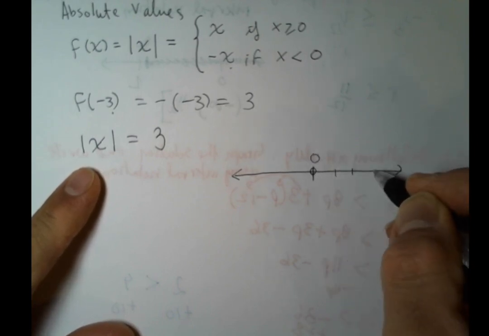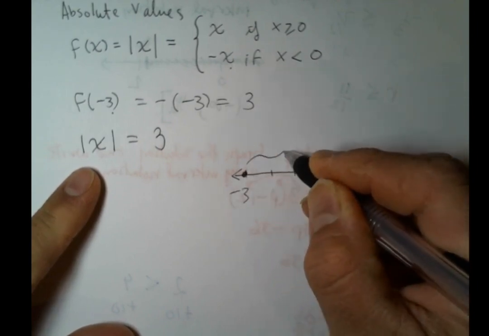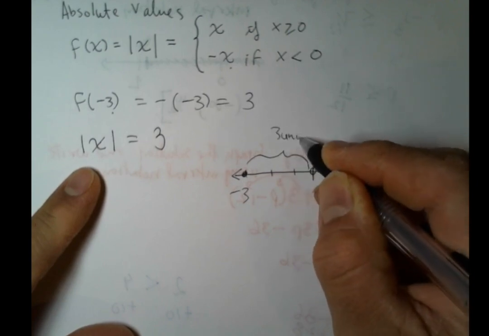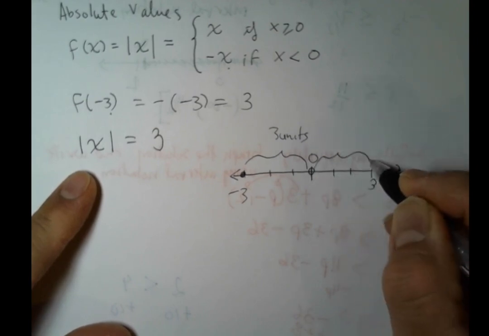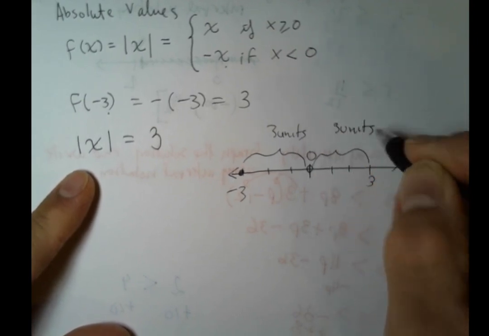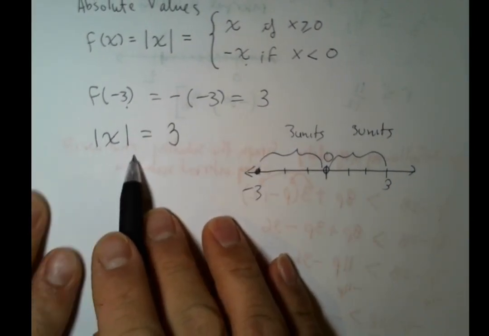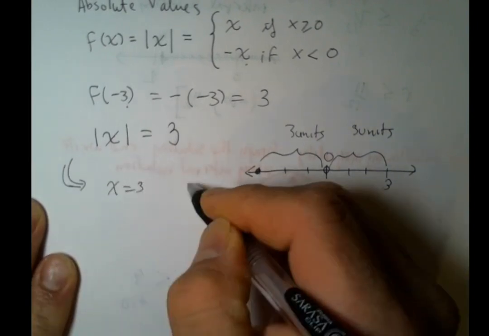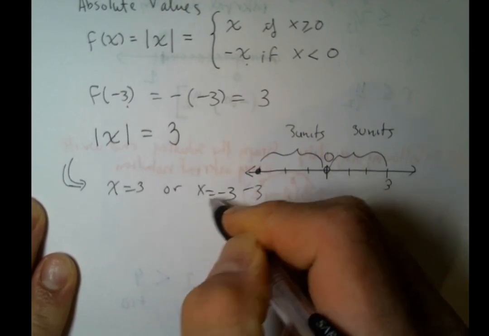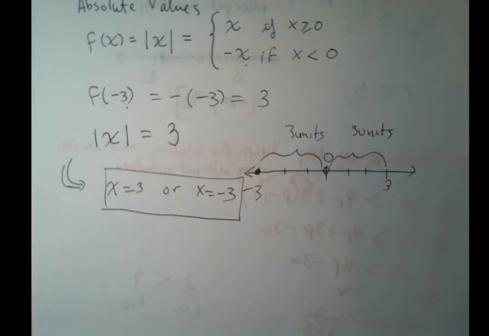Well, I found one already. That is 3 units, but that's not the only one. There is also positive 3. This is also 3 units from the origin here. So as it turns out, similar to the piecewise definition, in order to solve this, I get x equals 3 or x equals negative 3. So we come across both of these solutions.